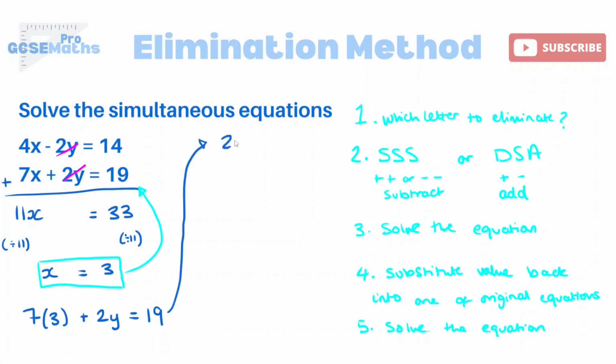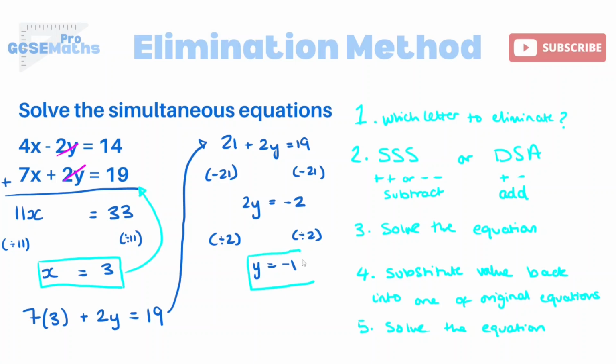7 times 3 is 21, plus 2y equals 19. Okay, it's currently positive 21, isn't it? So the opposite would be to subtract from both sides. So I get just 2y. 19 minus 21 is minus 2. And then I would just need to divide by 2 because I just want 1y, not 2y. So y equals minus 2 divided by 2, which is minus 1. There you go. There's your second solution, and then you have finished the question. So our answers are x equals 3 and y equals minus 1.